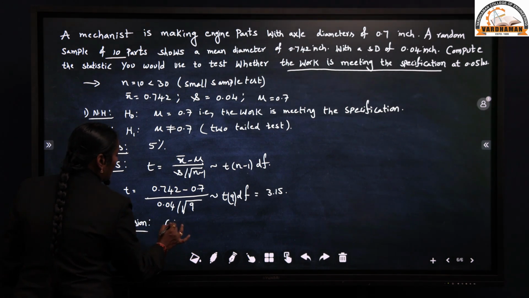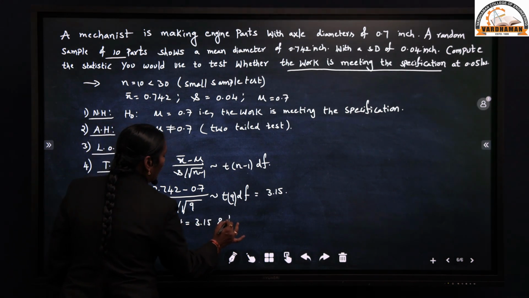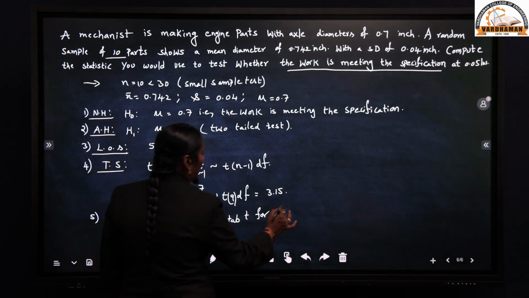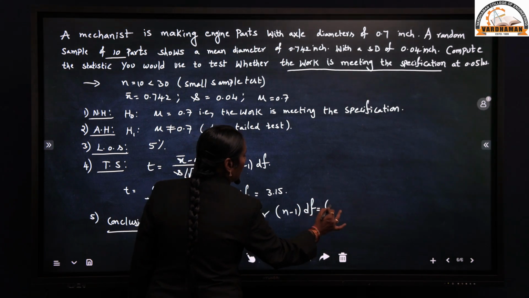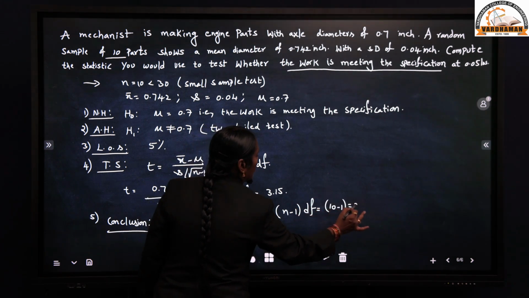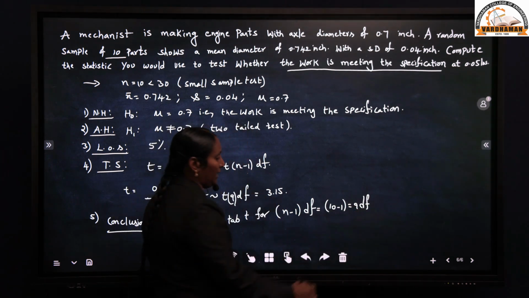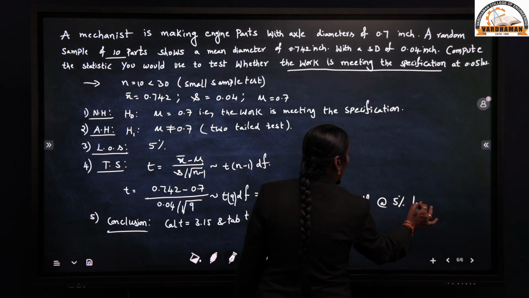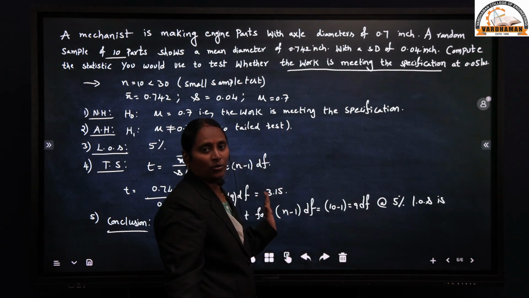So here the calculated value of t is 3.15, and we are going to find the table value of t for n minus 1 degrees of freedom. So for n minus 1 df it will be 10 minus 1, which is equal to 9 df. We are going to find the table value for this 9 df at 5%, that is 0.05 level of significance.